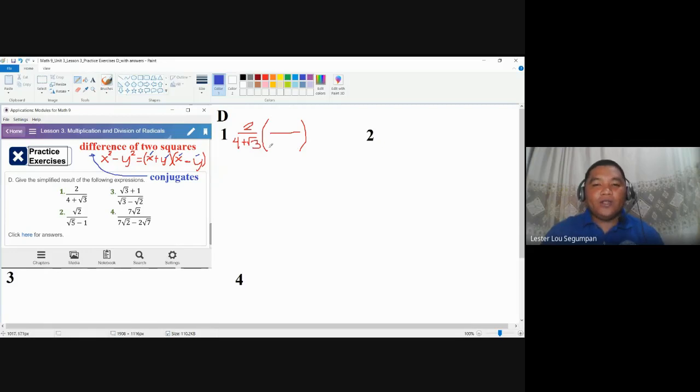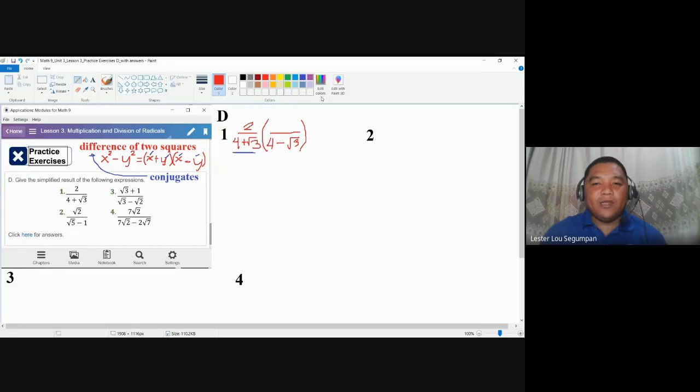Hence, what we're going to multiply here is the conjugate of this. So the conjugate of this denominator has the same first term, 4, the same last term, square root of 3, and then the opposite sign. Since it's plus, we will have here minus. So this is now the conjugate of the denominator.